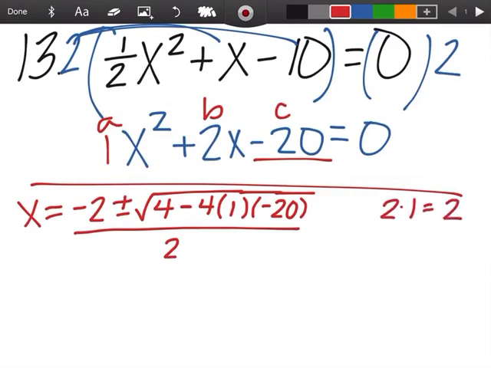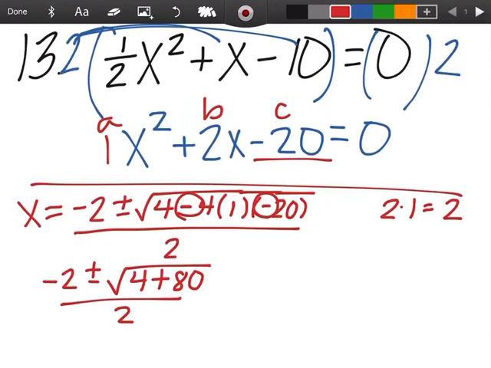So underneath the square root, negative 2 plus or minus the square root of. So notice there's a negative and a negative. So that's going to make this 4 plus a negative times a negative. So it becomes plus. 4 times 20 is 80. So 4 plus 80 is 84, all divided by 2. So negative 2 plus or minus the square root of 84 divided by 2.